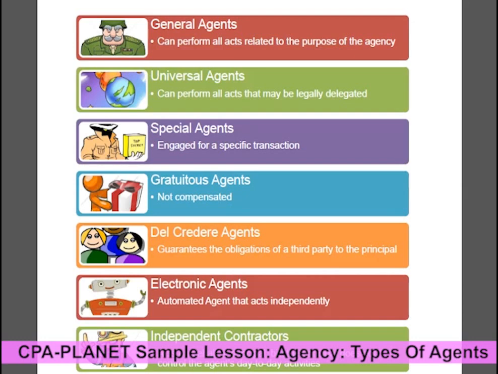Del credere agents guarantee the obligations of a third party to the principal. Electronic agents are an automated agent that acts independently. This could be some kind of automated eBay buyer that buys stuff for you when it reaches a certain price. Independent contractors act on behalf of the principal, but the principal does not control the agent's day-to-day activities.